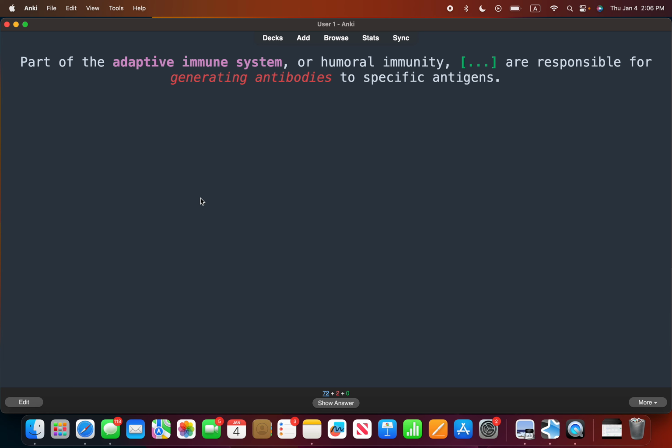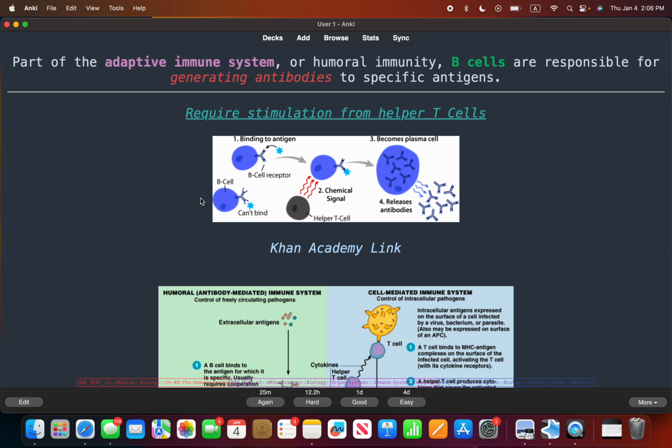The part of the adaptive immune system or humoral immunity that is responsible for generating antibodies to specific antigens should be the B cells or plasma cells. B cells are responsible for generating antibodies to specific antigens. They are part of the adaptive immune system or humoral immunity. They require stimulation from helper T cells. So the helper T cells stimulate the B cells to generate antibodies.